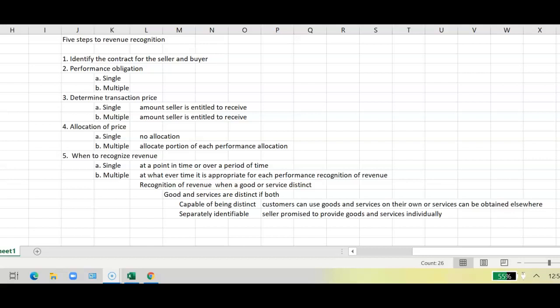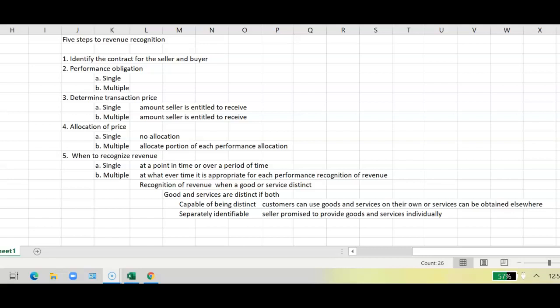And when is the revenue recognized? Under a single obligation, it's recognized at a point in time, such as when the goods or services are received, or over a period of time. And for multiple obligations, the question is at whatever time it is appropriate for the performance obligation of the revenue being recognized. In other words, when was the obligation performed so you could recognize that portion of the revenue?